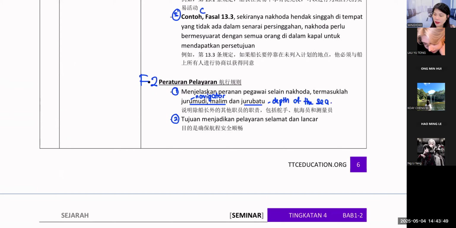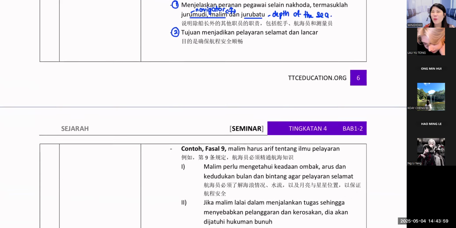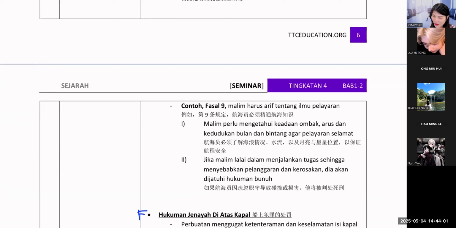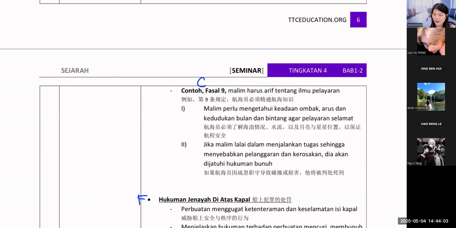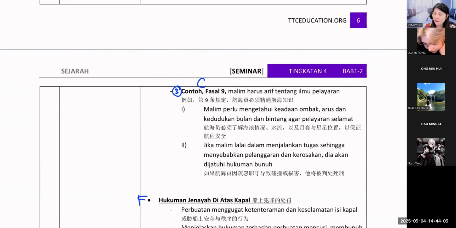Okay, this is the direction. This is the depth of the sea. Okay, then the next one will be rowboat. Contoh. Guys, contoh, we have the third one. Pasal 9, Malim harus arif tentang ilmu pelayaran. And of course, they have to know the whole contoh 3B and then contoh 3C.